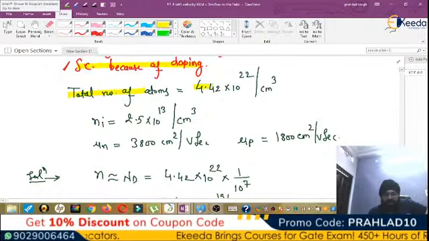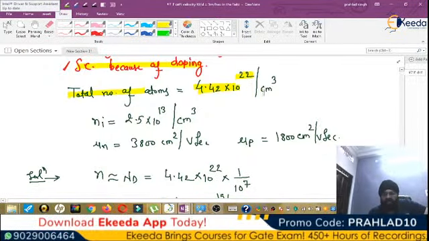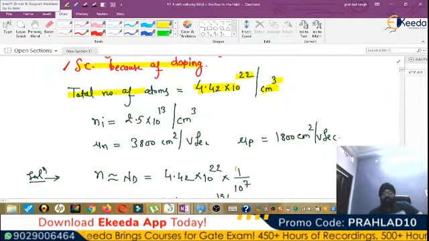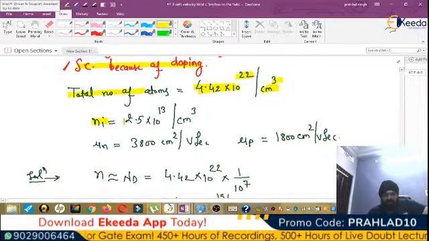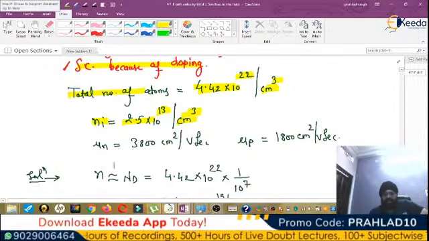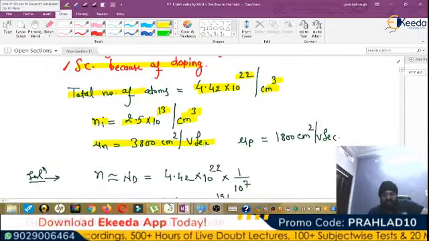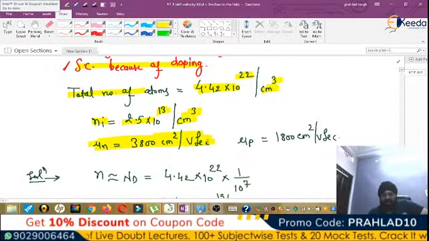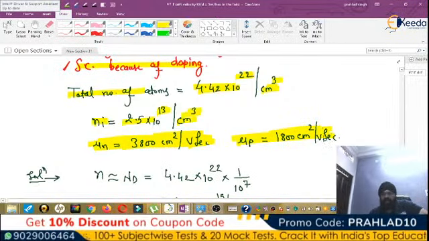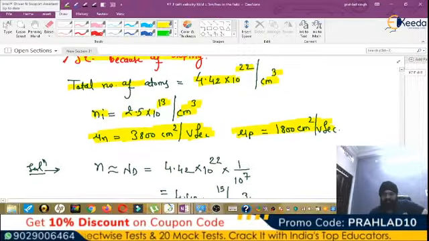The total number of atoms is given, it is 4.42 into 10 to the power 22 per centimeter cube. The intrinsic concentration is 2.5 into 10 to the power 13 per centimeter cube. And mu n, the mobility of electron, is 3800 centimeter square per volt second. Mu p is 1800 centimeter square per volt second.